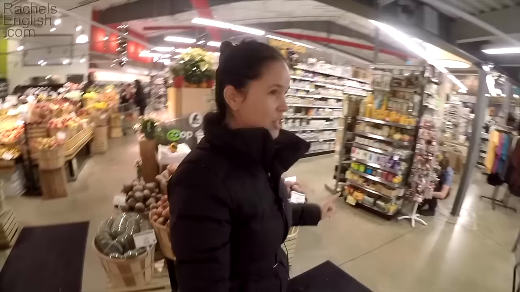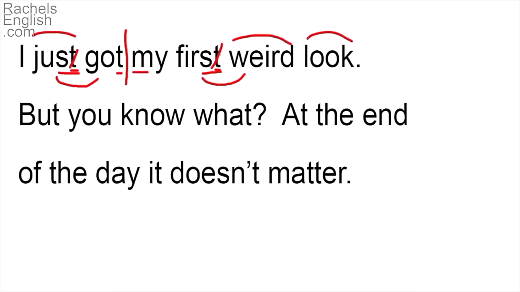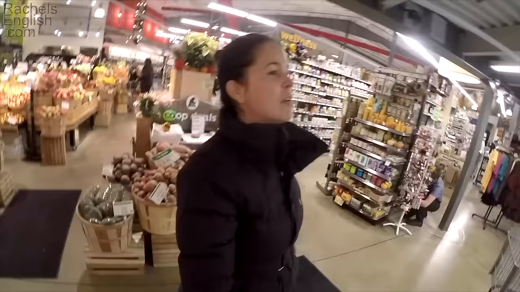Just got my first weird look. And for first weird, we pronounce that first weird. First weird, right from the S into the W. And this helps us link the two words more smoothly. And we always like a smooth line in American English. First weird look. First weird look.